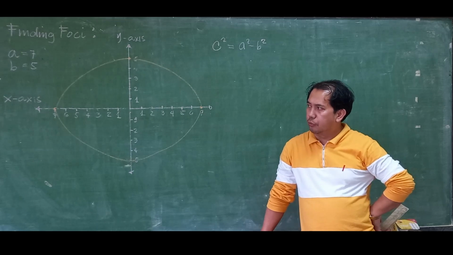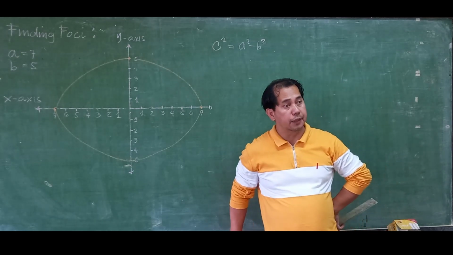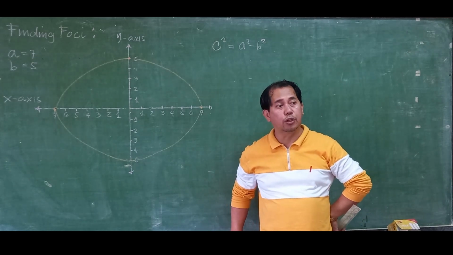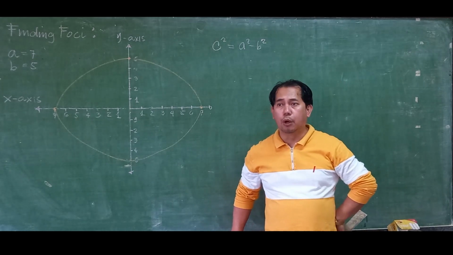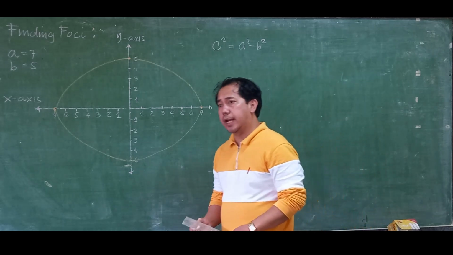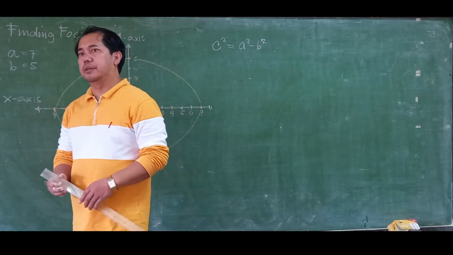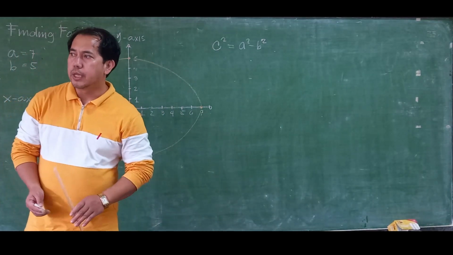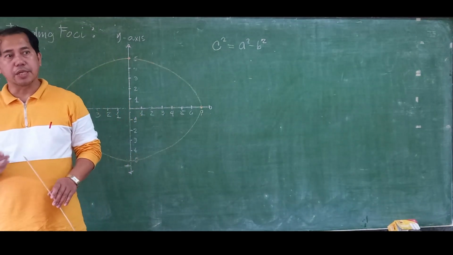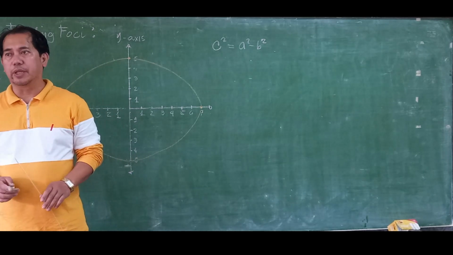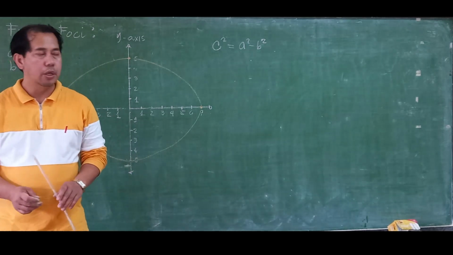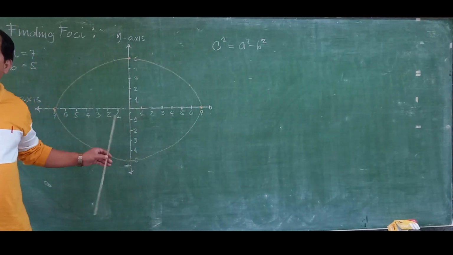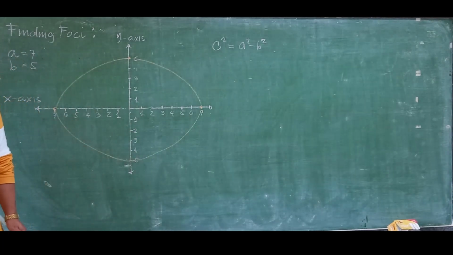Our attention now is to locate the foci of the ellipse. Now, how do we locate the focus 1 and focus 2 in our ellipse? As I said before, we just do not just put any dot points along your major axis.